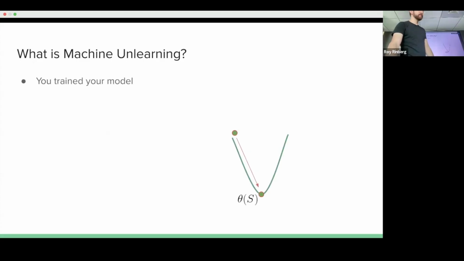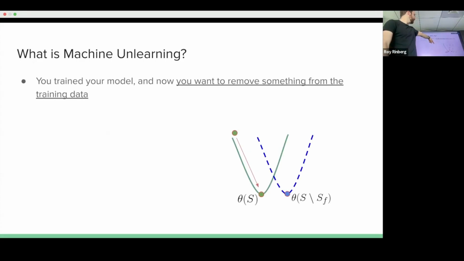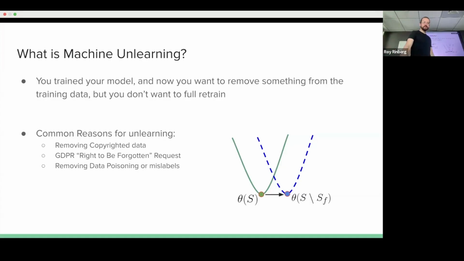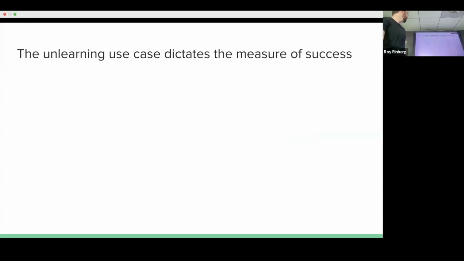Okay, so what is data unlearning? I like this diagram. You trained a model, and now you want to remove something from the model. So you really want this model, not that model. But you don't really want to fully retrain, so you want some shortcut between those two things. There are different reasons why you might want to unlearn. These are commonly cited: removing copyrighted data, privacy, and poison data. And it's important to know that different reasons for unlearning dictate a lot.